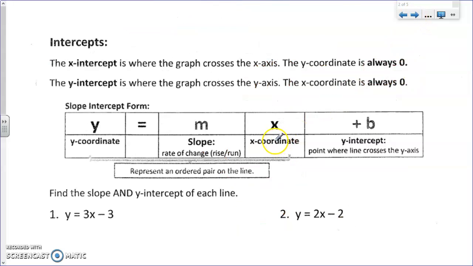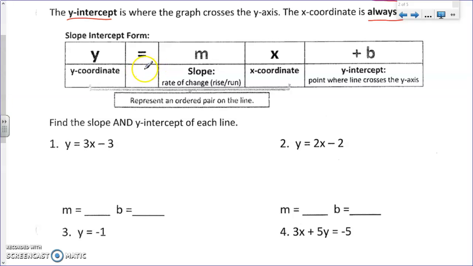Okay, so let's look here. The x-intercept is where the graph crosses the x-axis. Anytime I know the x-intercept, I know y is 0. The y-intercept is where the graph crosses the y-axis. Anytime I know the y-intercept, I know x is 0. Now you recall, hopefully from middle school math, y equals m, which is the slope, x plus b, which is our y-intercept where the graph crosses the y-axis.